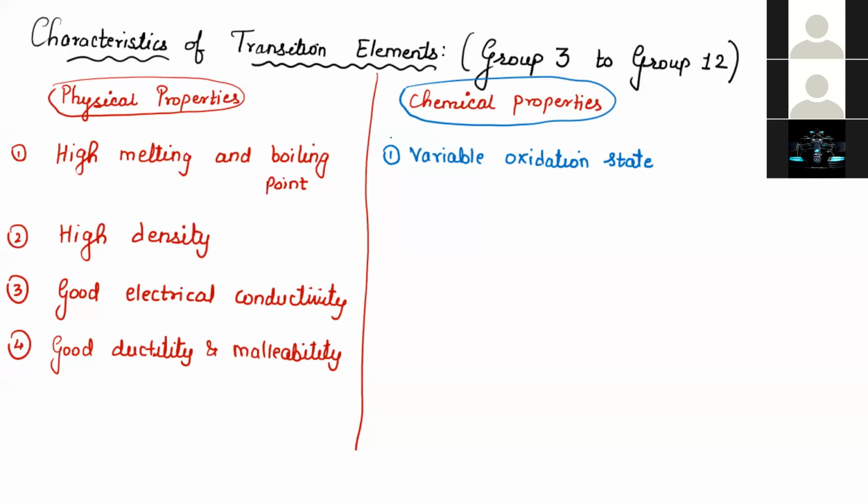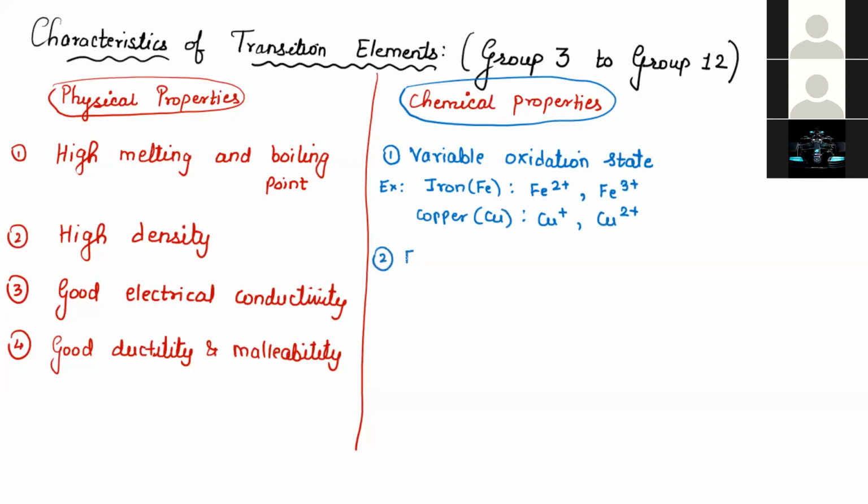So variable oxidation state, example, iron, Fe. It exists as Fe2+ also, it exists as Fe3+ also. Copper, Cu, exists as Cu+ as well as Cu2+. So there are other elements also which can exist in more than 2 oxidation states.